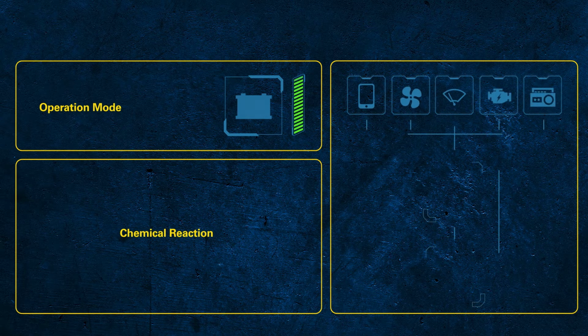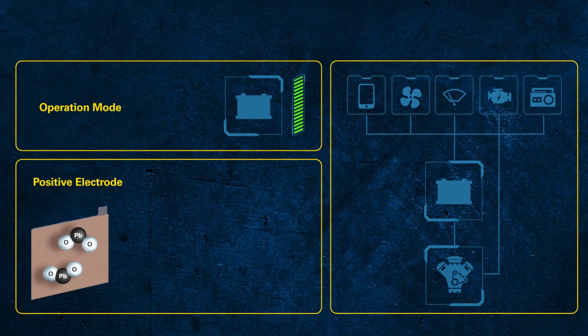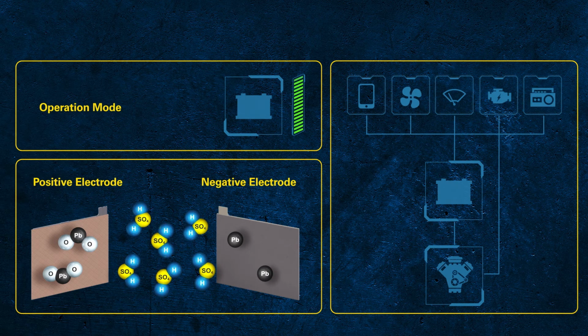In the centre of the electrical diagram, we have the battery, connected to all the electrical consumers on the top, and also connected to the engine with the alternator. In the section for the chemical reaction, we have the positive electrode with the active mass made from lead dioxide, the negative plate with the active mass containing pure lead. Between both plates there is electrolyte made from dilute sulfuric acid.